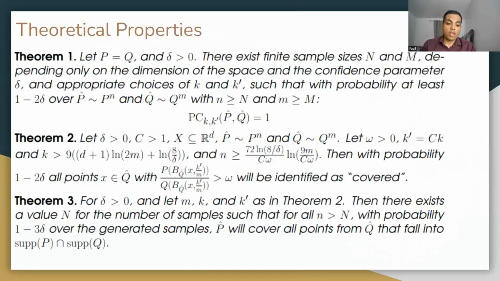Now, with the algorithm, we also provide several favorable theoretical guarantees. In the first theorem over here, we show that if both distributions are the same, we expect with high probability that our precision cover score will give a value of 1. We also have analysis to show our algorithm enjoys a nice property of being locally consistent for regions with joint support. This is seen in the second theorem. This theorem can then be used to show that our method also enjoys support consistency in the third theorem. That is, with high probability, our method will identify regions of joint support for enough samples from both distributions.